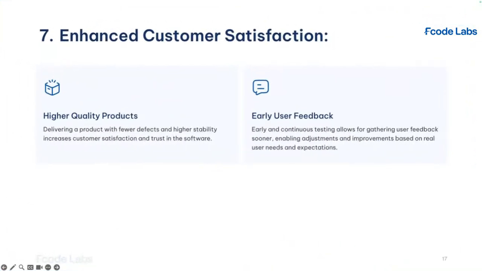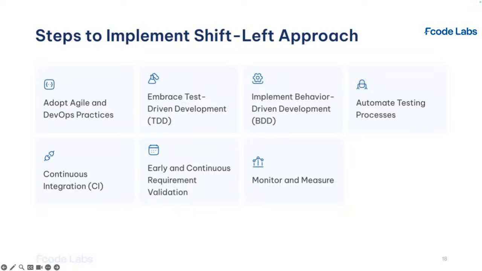So the next thing is, we now know how shift left testing could be advantageous. Let's see how we can make sure shift left testing is implemented correctly in your software development project. So the steps to implement the shift left approach are like this. Again, I'm giving you 7 steps that you can follow in your team so that you make sure the shift left approach is implemented correctly.